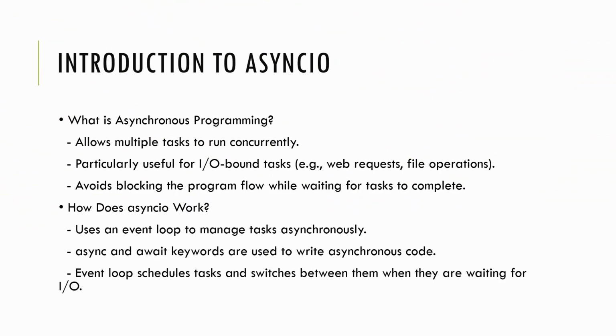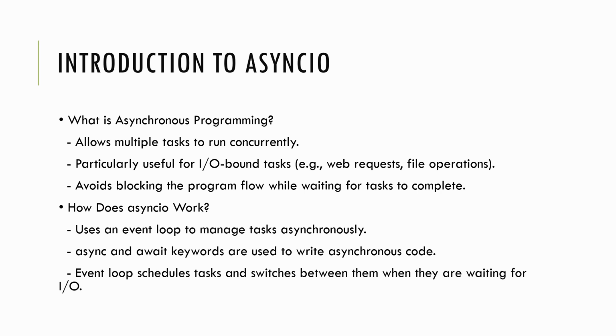To start, let's understand what asynchronous programming is. Asynchronous programming allows multiple tasks to run concurrently without blocking the main program flow. This is particularly useful for IO-bound tasks such as making web requests or reading and writing files, where the program does not need to wait for one task to finish before starting the next.